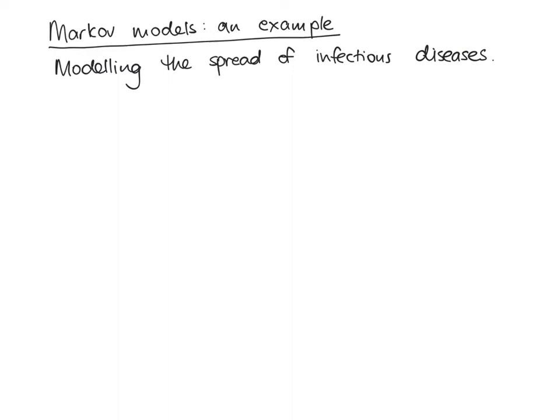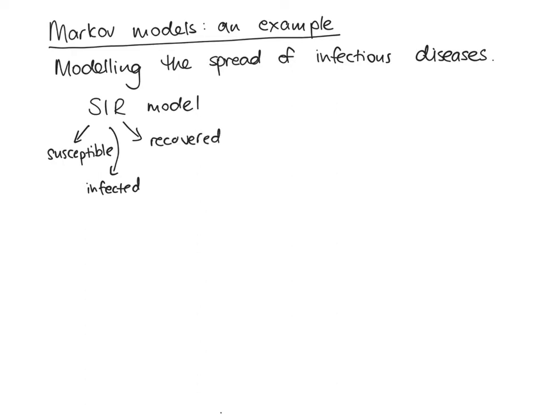We're going to have a look at an example of a Markov model that actually gets used in real life for modeling the spread of infectious diseases. This model is called the SIR model, where the S stands for susceptible, the I stands for infected, and the R stands for recovered. And those are our three states in our Markov model.